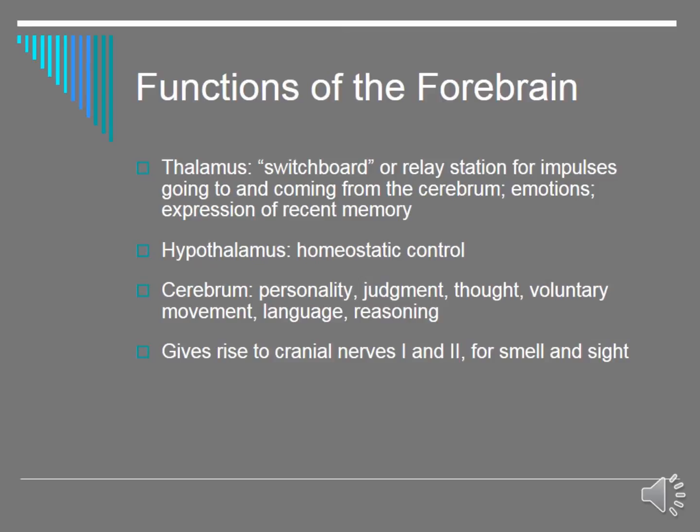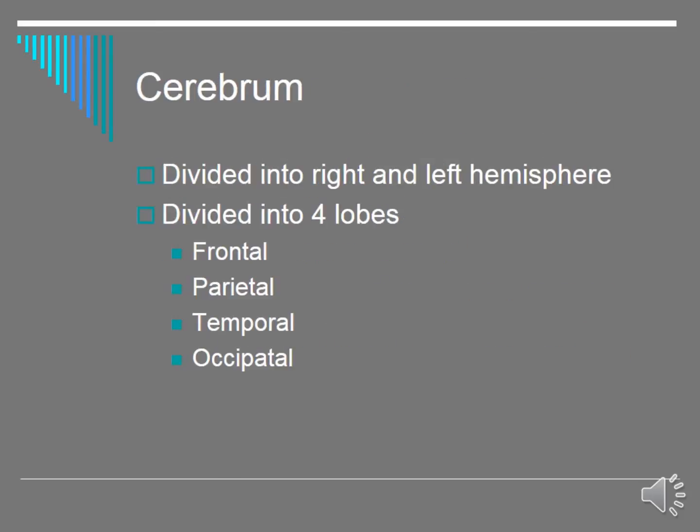And then the cerebrum, which really makes up the largest area of the brain, works with personality, judgment, thought, language, reasoning. Cranial nerves 1 and 2 for smell and sight originate from the forebrain mainly. More on the cerebrum.